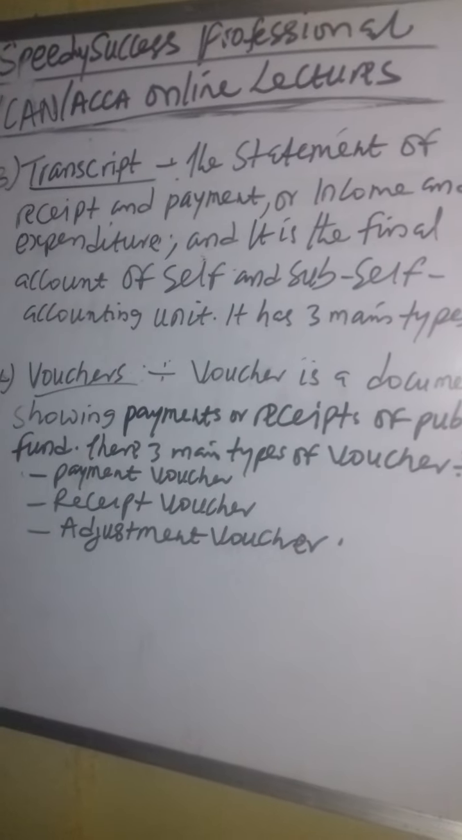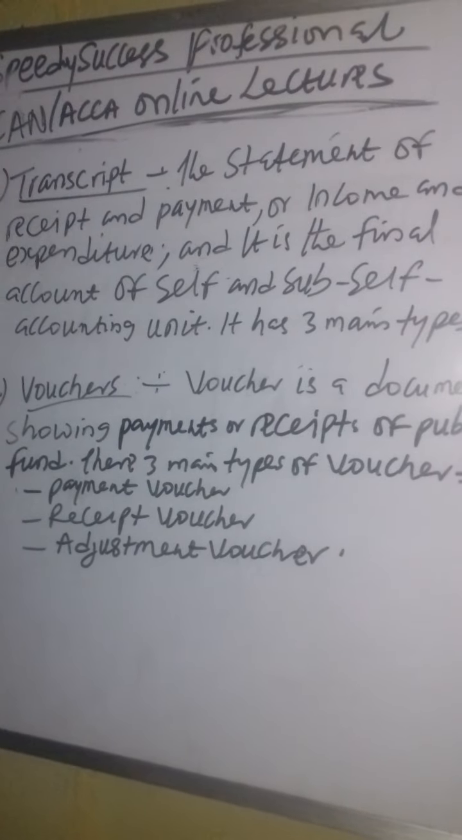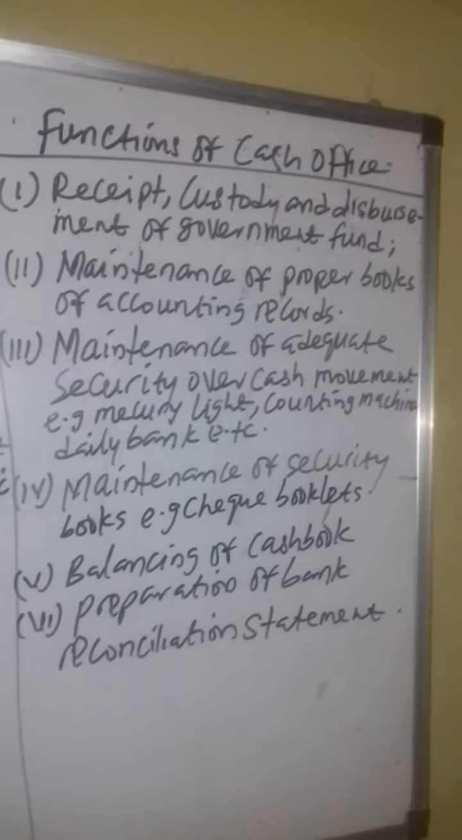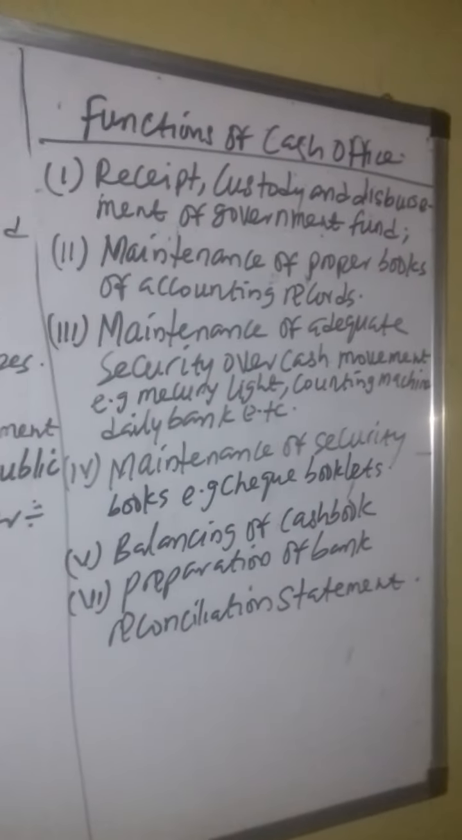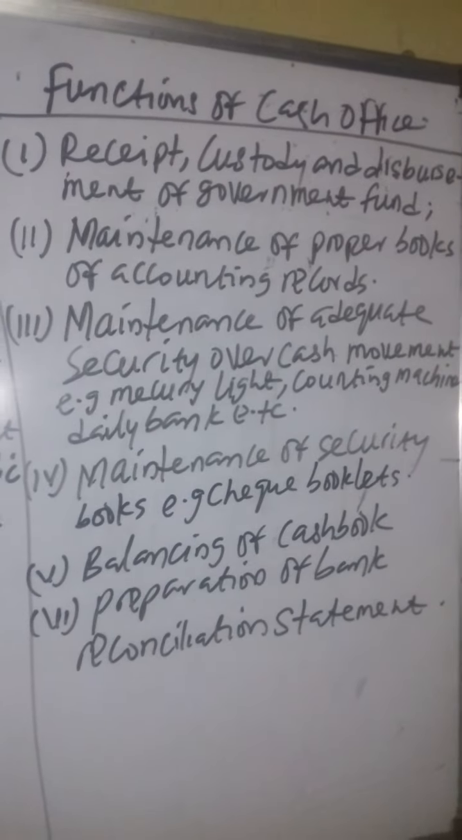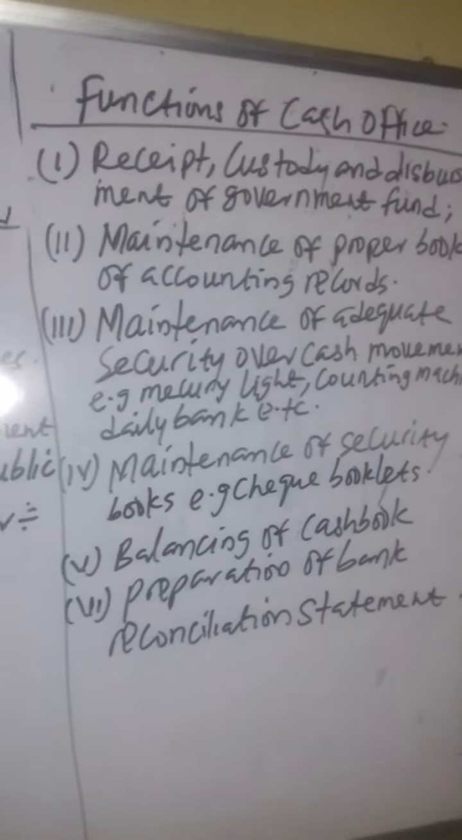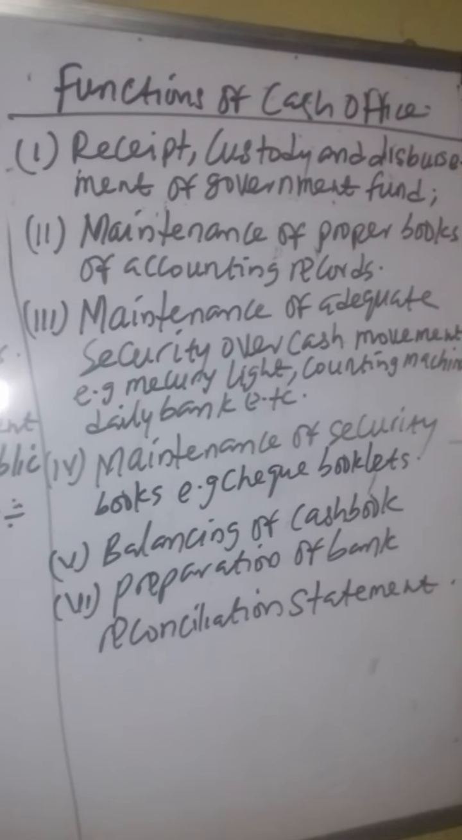Let's quickly run down the functions of the cash office. The cash office has so many functions, but we're going to pick only 7 of them. The first one is receipts, custody and disbursement of government fund. Remember, we are emphasizing the government cash office here.